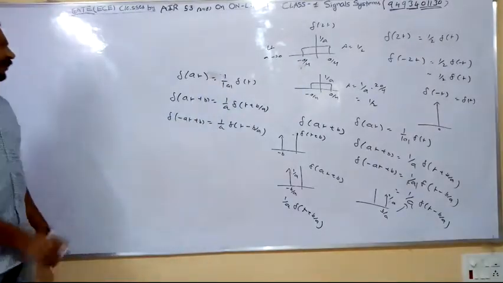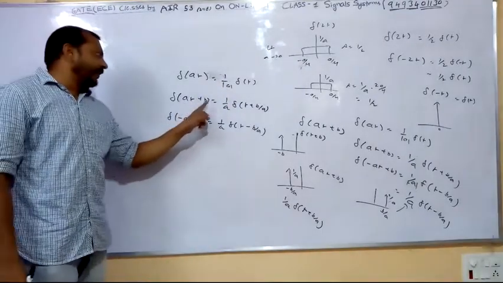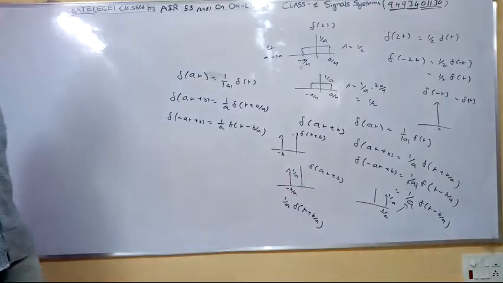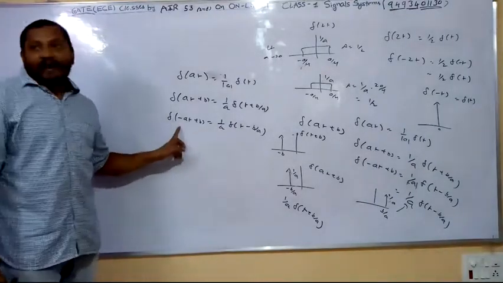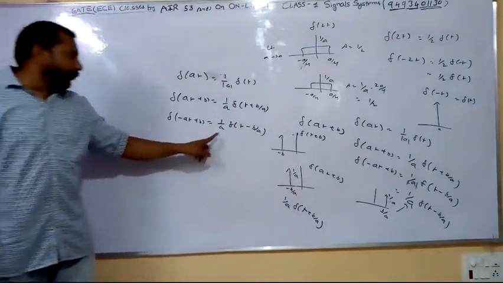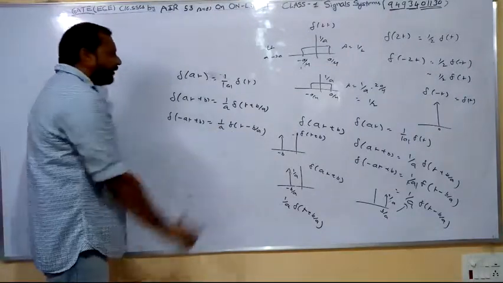There is no confusion at all. Take a as common: a into t plus b by a, the corresponding impulse is 1 by a delta of t plus b by a. If you take minus a as common, minus a into t minus b by a, the corresponding impulse is simply 1 by a delta of t minus b by a.